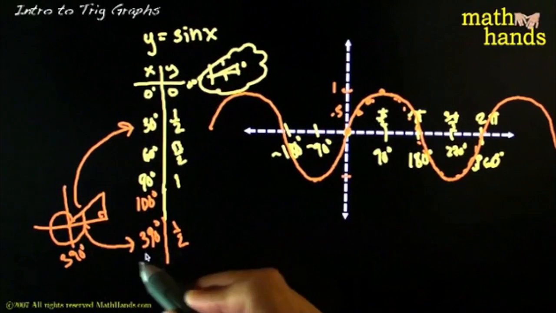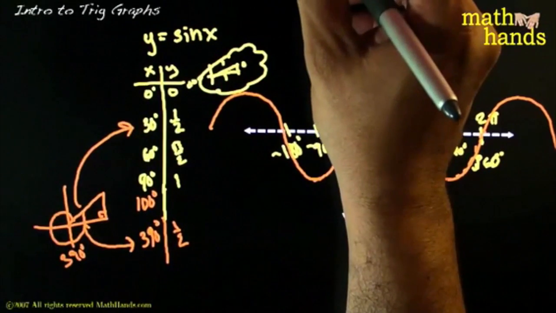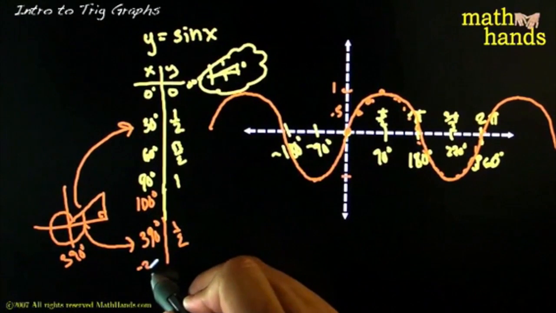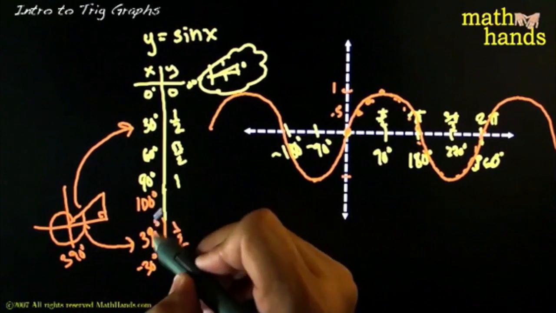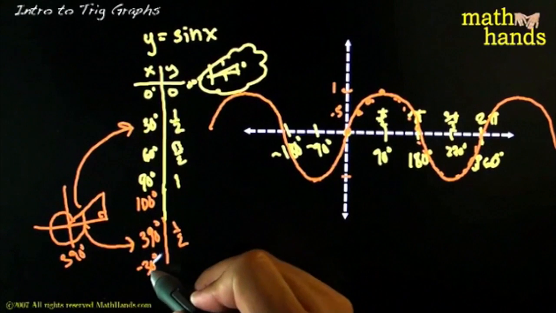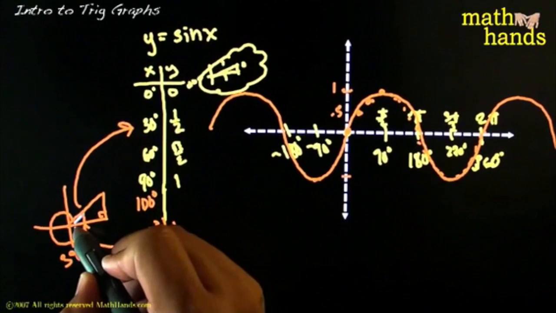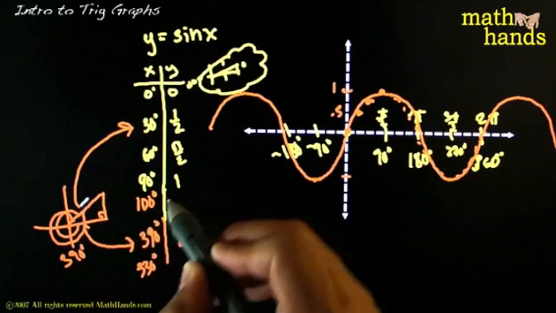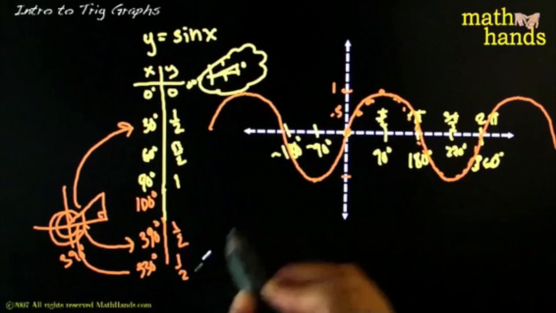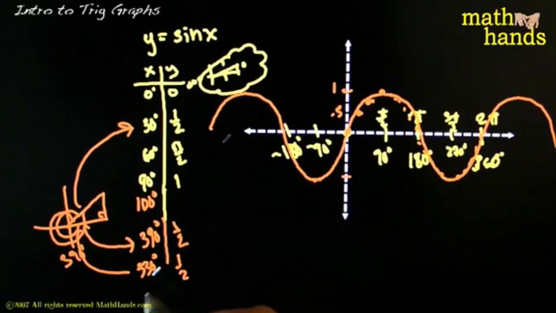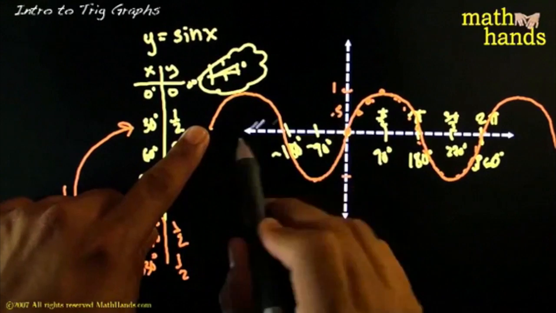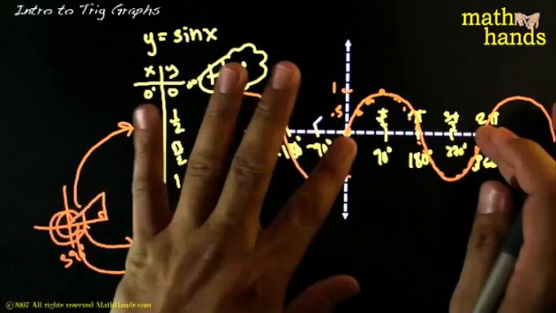If you were to paste it, I mean, think about it. If you were to do negative 30 degrees or negative 330 degrees, you'd end up exactly the same spot there. It would be 1/2. So from negative 360 on to the right, it would get repeated exactly the same as it did in this piece.